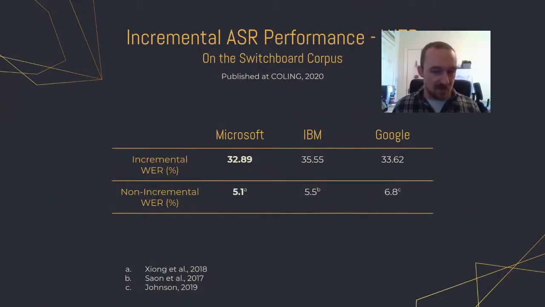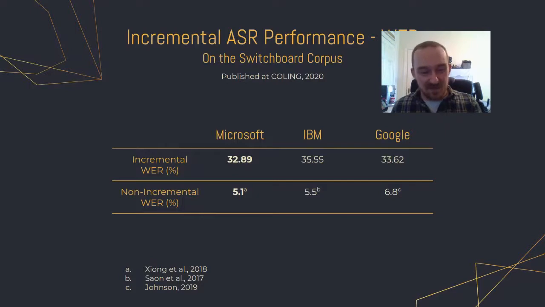And there are three major players that do this currently, and that's Microsoft, IBM, and Google. And this WER is the word error rate. So that's what percentage of the words did these systems get wrong? If you look at the bottom row first, that's the non-incremental equivalent systems. So 5.1 there is Microsoft's word error rate when they take in the whole sentence. Then the 30 plus percentage points, that's the incremental word error rates when they're doing each word individually. And you can see that they're getting a third of the words wrong, which is quite bad.